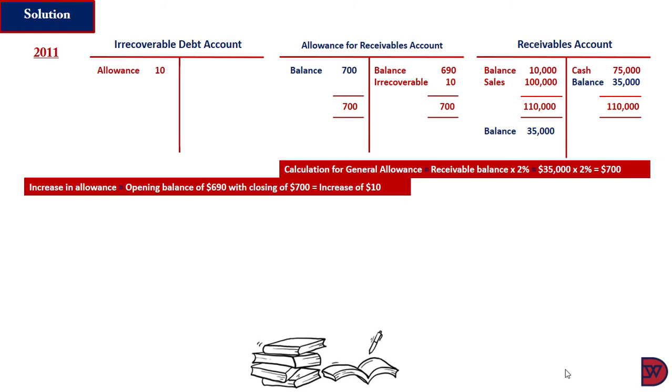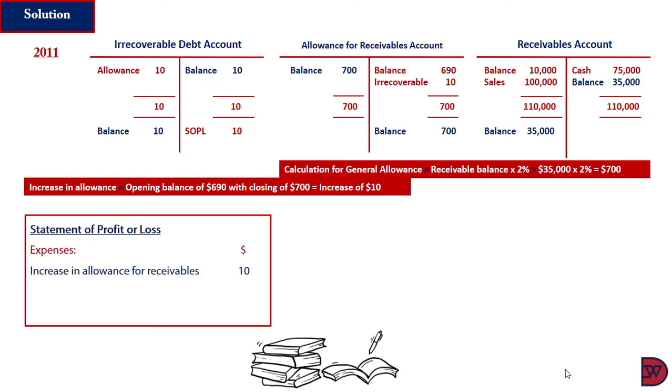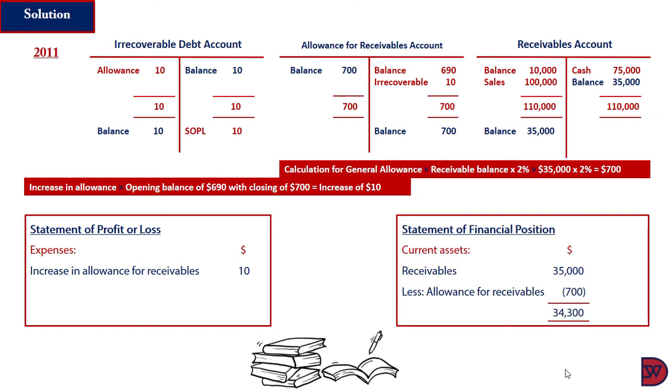Let's come to the increase and see. There's an opening balance of $690, a closing of $700. So there's an increase of $10. Okay. So when we come to the statement of profit or loss, or the income statement, we show an increase in allowance of $10. So the $700 is not posted to the income statement totally. It's only the increase.